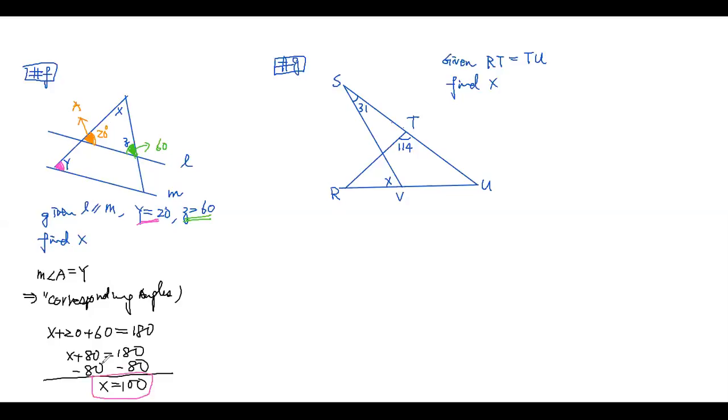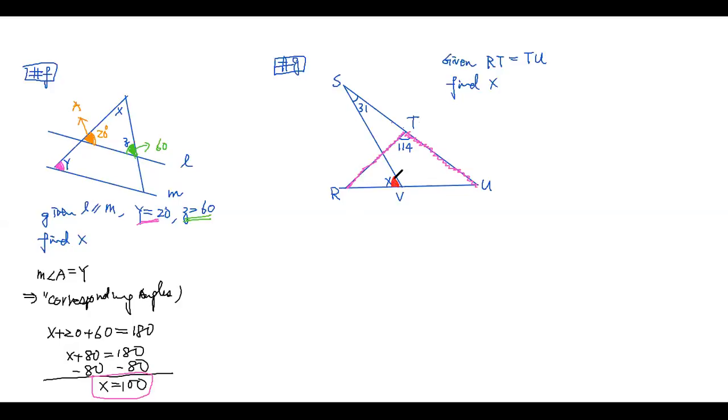Okay, now let's take a look at the other one. Here they say RT equals TU. So let's mark it, RT equal to TU. RT is this line, equal to TU, this line. So I know I have an isosceles triangle here. And they want to find the X. X is here, let's mark it. This is the angle I'm looking for.